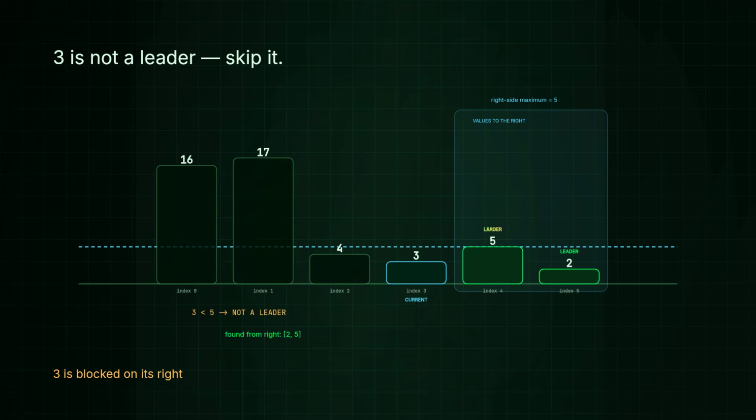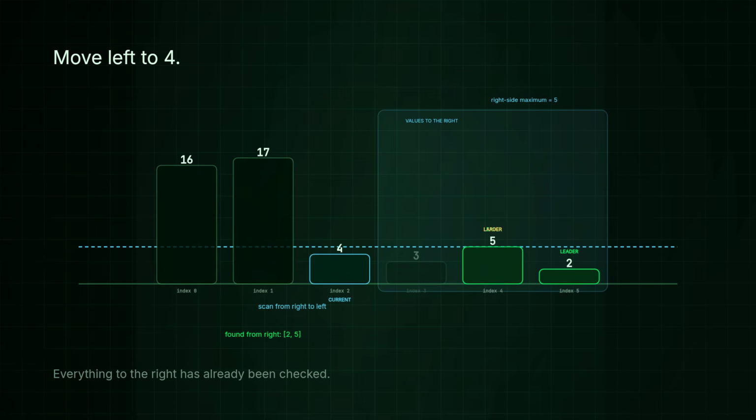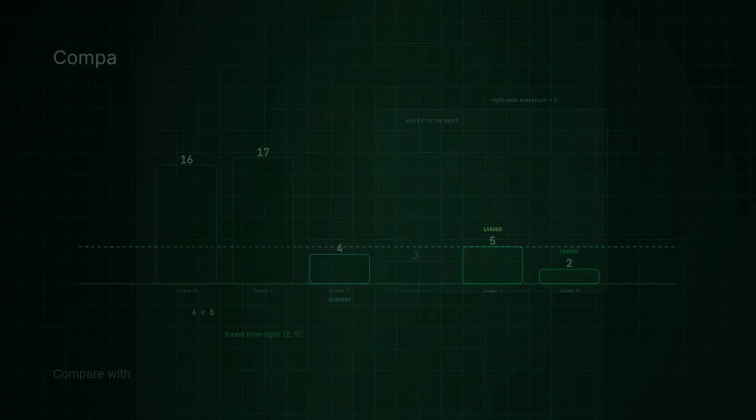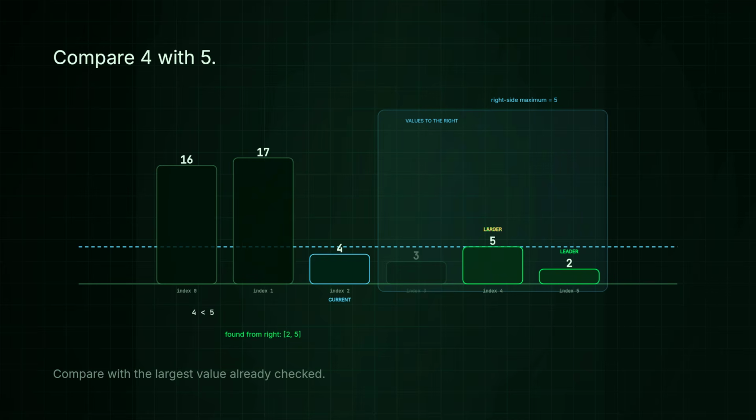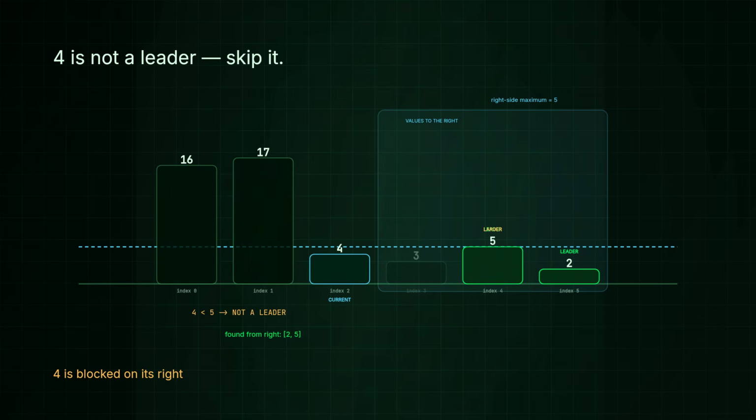Move one position left and consider 4. Everything to its right has already been checked. The largest value already seen on the right is 5. Compare 4 with 5. 4 is smaller than 5. A larger value exists to its right, so 4 is not a leader.